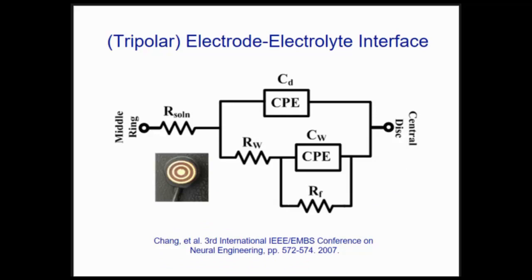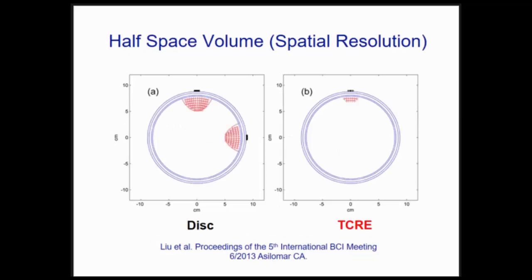Okay. So then this is the model that we came up with, where we're using these constant phase elements to match our empirical data for the electrode-electrolyte interface here. That should be 2017, not 2007. Sorry about that.